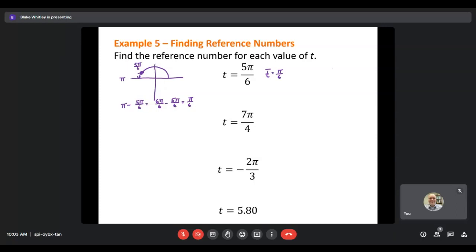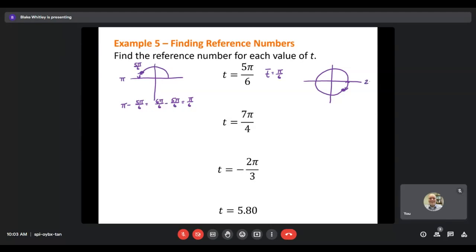All right, now our next one, 7 pi over 4. Now I know that 8 pi over 4 would be equivalent to 2 pi, so I'm getting pretty close to 2 pi here. I'm almost going a full revolution, but I'm going to be pi over 4 short of that. So I'm going to go around. I'm going to be halfway into this fourth quadrant here. Because again, 8 pi over 4 would be 2 pi, I'm going 7 pi over 4 instead. Now again, we're looking for the reference number, so I need to know what's the distance now back to that x-axis.